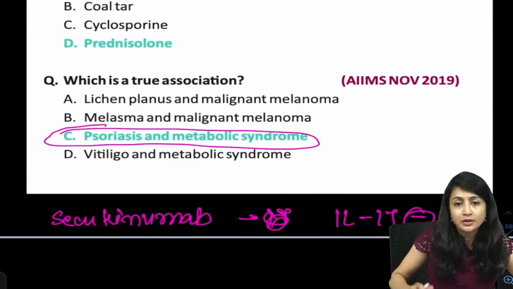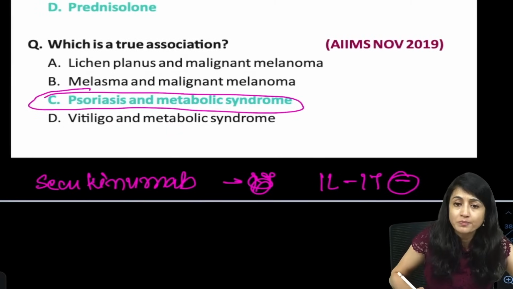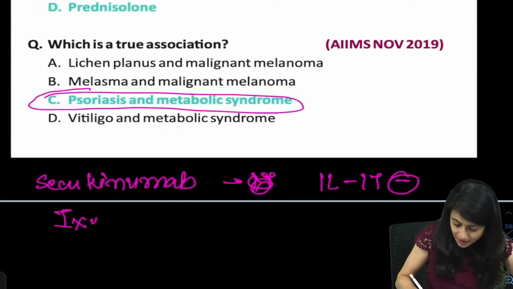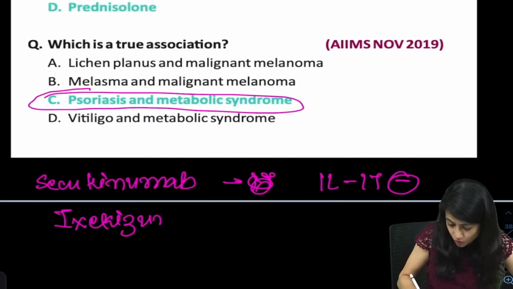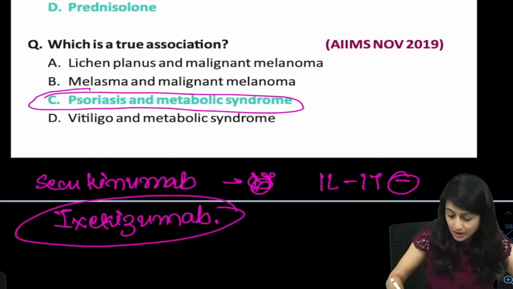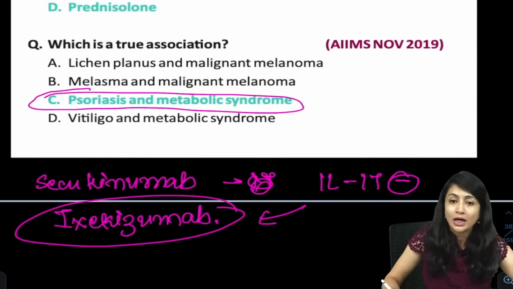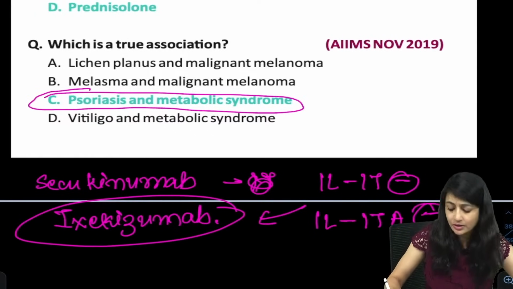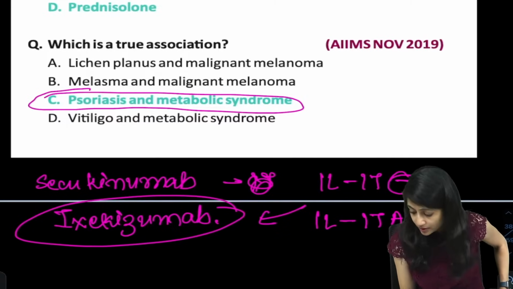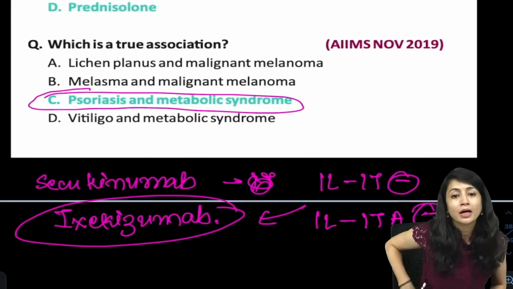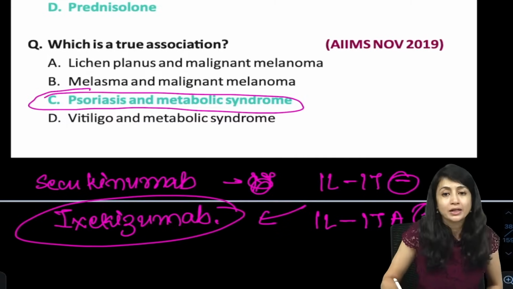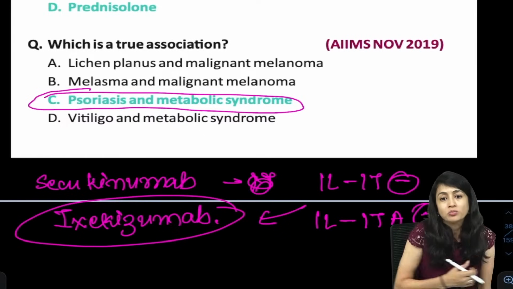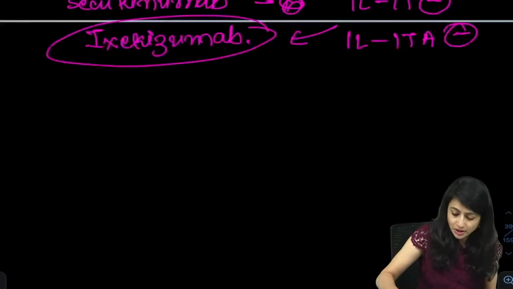There is another drug in the same class which has come up since last year, called ixekizumab, which is also now available in India. Since this has been recently available, they may ask you about it. It is also an IL-17 inhibitor, specifically an IL-17A inhibitor. So secukinumab and ixekizumab, both of them are IL-17A inhibitors and they are more commonly used as biologicals now.